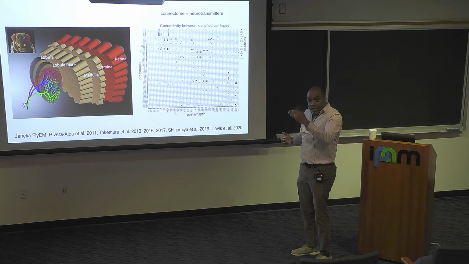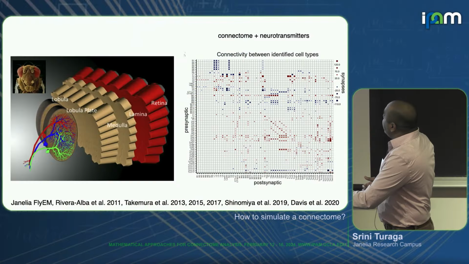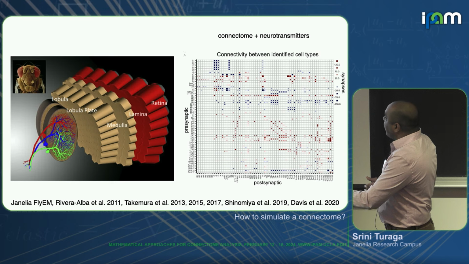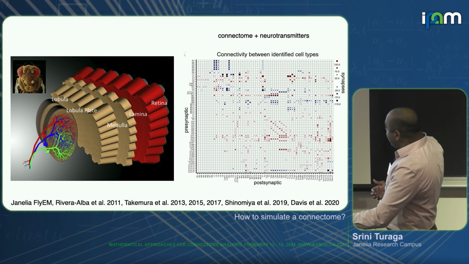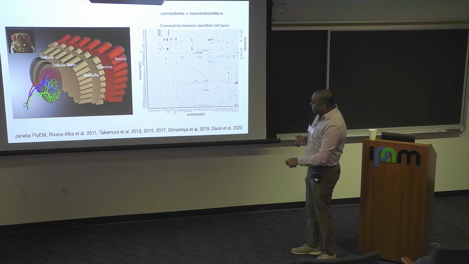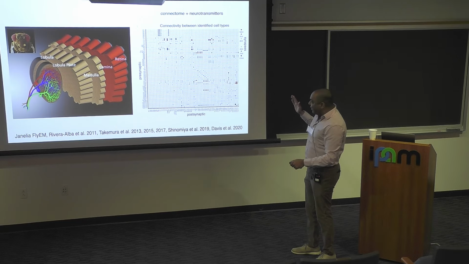So these are ones that appear once per column, or sometimes, you know, every other column or so on. And these might start with the photoreceptors. There's eight of them. So these are R1 through R8. These names, don't really worry about them. But what I'm showing you is that we know who's connected to who. And this is as of maybe 4 or 5 years ago.